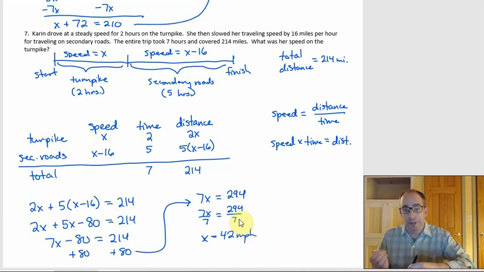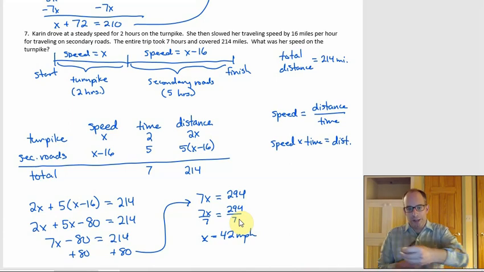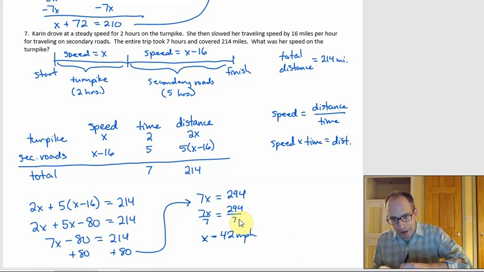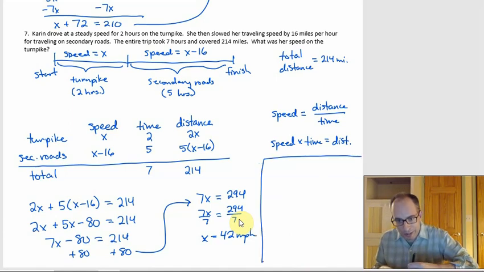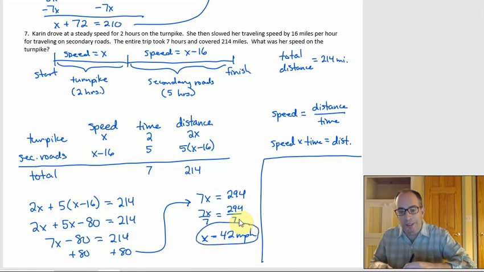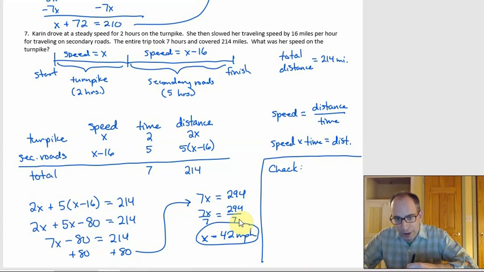And that's what we were asked about, right? The speed on the turnpike, we said that was x. And it looks like we've got it, right? So if you wanted to do the check here, I think I've got enough space to kind of box this in. Right, so this right here would be the answer. The x equals 42 miles per hour, since that's the turnpike speed. But in order to do a check, so the turnpike speed is 42. And we can check just to see if the distances work out.